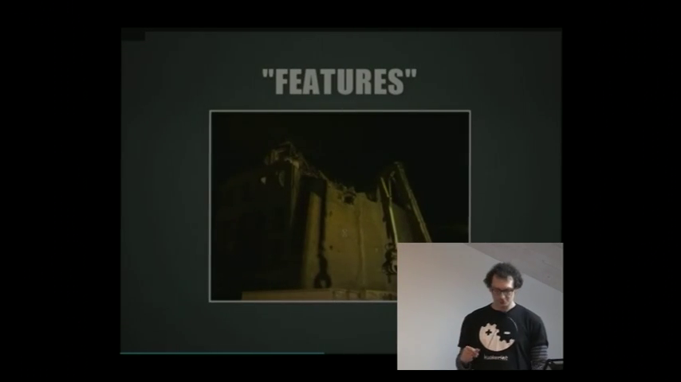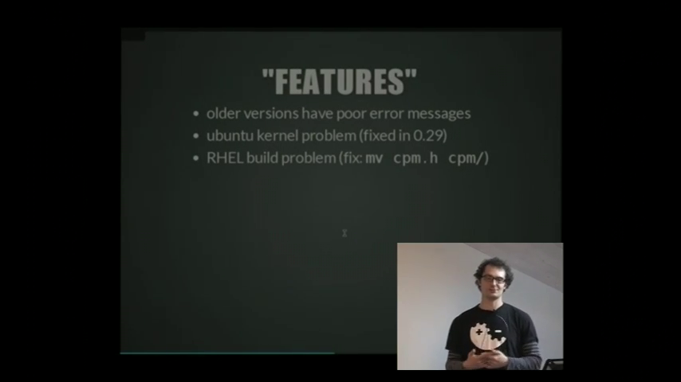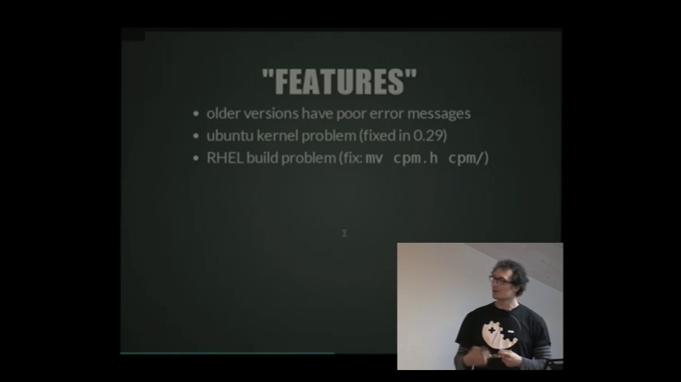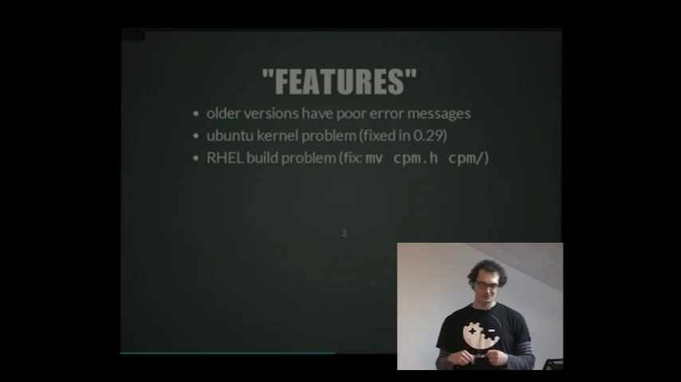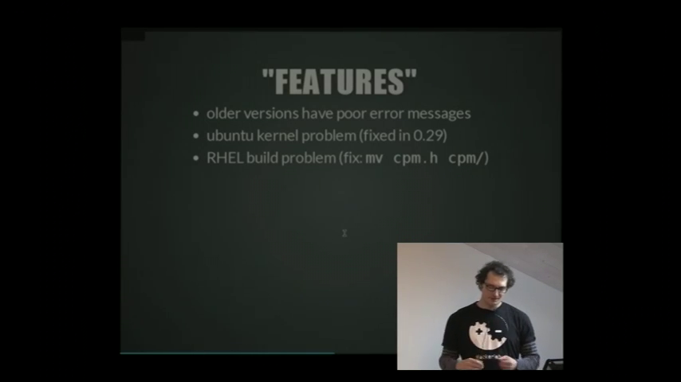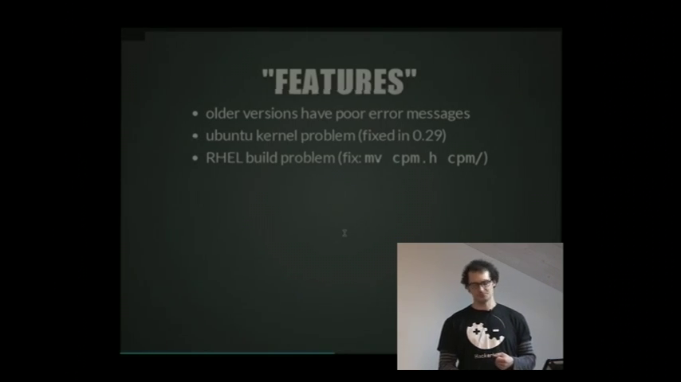There's also some misfeatures that I have fixed. In older versions, we had terrible error messages, and that was one of the things that made people have a hard time installing CP/M. Usually they'd have problems with setting trust on keys or other GPG-related issues, and CP/M would just bail, but these have been fixed. Also, in newer Ubuntu kernels, unfortunately, the kernel has a protection against our ptrace protection, and that issue is fixed in CP/M 0.29. And there's a Red Hat build problem, but that is also easily fixed.